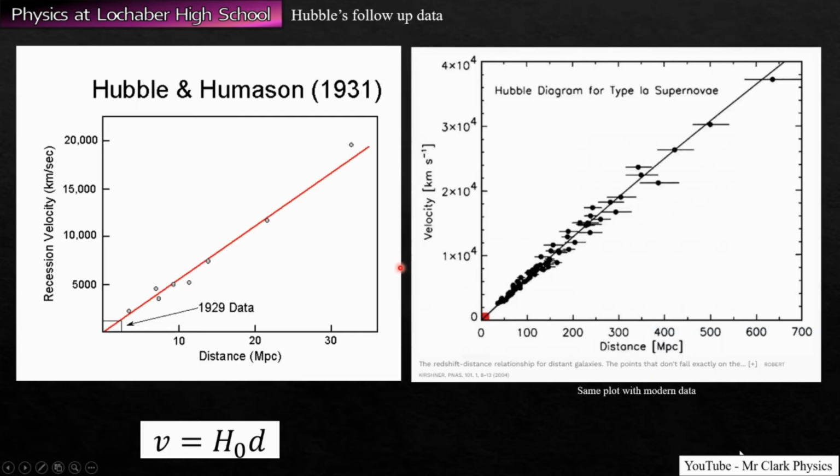Now, Hubble's original data was a bit, well, let's say noisy. It wasn't the most convincing pattern. So people were a bit suspicious. They didn't want to change their entire view of the universe, so people went ahead and they took more data.